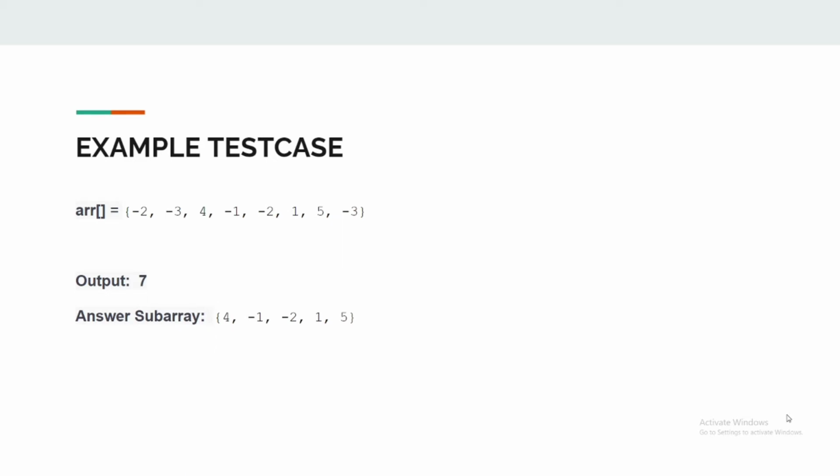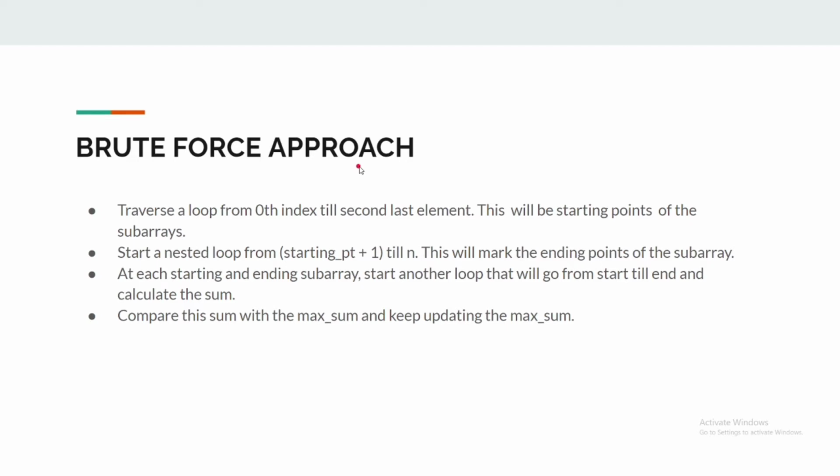So the example test case is that we are given this array having, let's say, 8 numbers, and out of this you can see that a subarray starting from 4 and ending at 5 gives us the sum 7, and this is the maximum subarray sum possible. There are other subarrays possible, like starting from -2 going till 5 or -2 till 4, but these subarrays are not giving us the maximum sum. That is why we get the maximum sum as 7 from this subarray, and this is what we expect. Now, what can be the brute force approach to solve this problem?